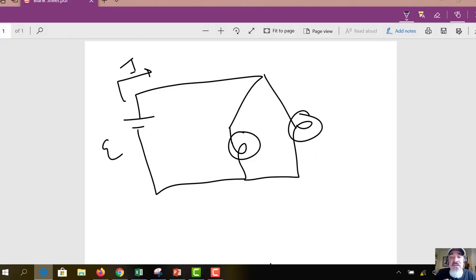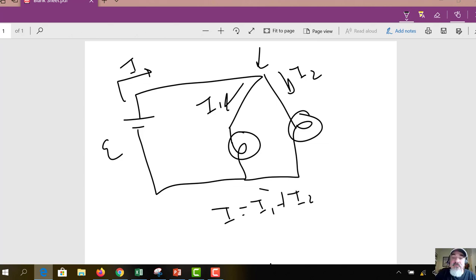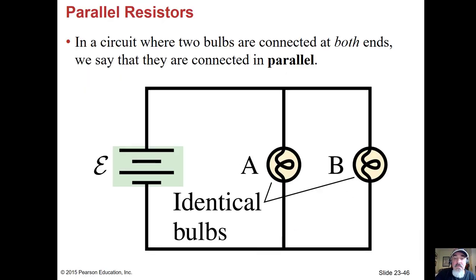Okay, so here's my couple of light bulbs, and this is the exact same thing that you see in the slide. The current is going this direction, and then it's going to split off, I1 and I2. And the wires don't have any resistance, so you can make them as big or as small as you want to. And then I is equal to I1 plus I2. So the current splits off, but then it comes back together. Okay. All right, back to the slides.